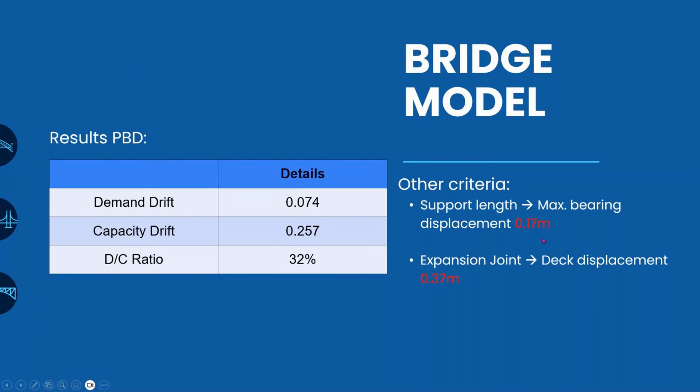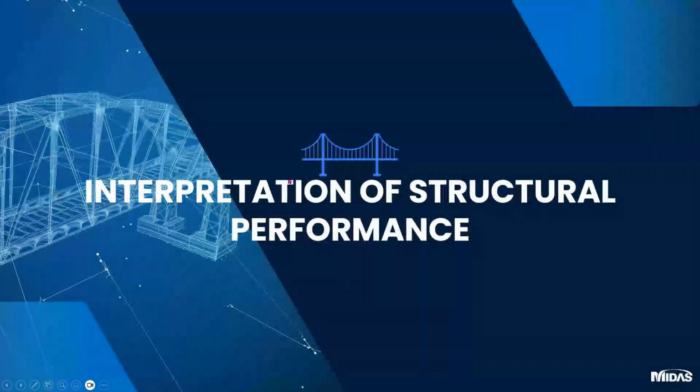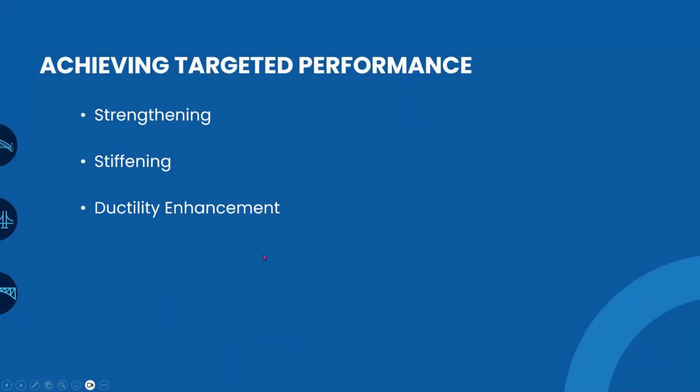Similar results were computed for the maximum bearing displacement and the expansion joint, which can be checked. So in this way, we can compute the strain levels in the structure for the performance based design. Now, once we achieve the performance, it could be underperforming or overperforming. As our structure was overperforming, there are certain methodologies by which the optimal performance could be achieved. It could be achieved with respect to strengthening, stiffening, or ductility enhancement.